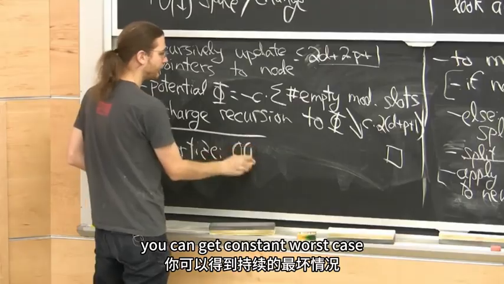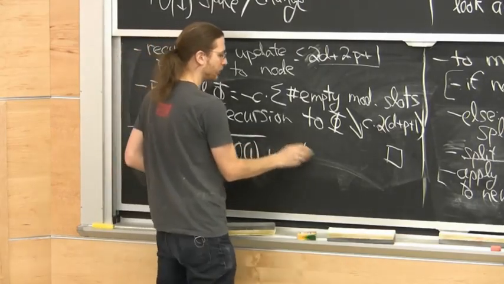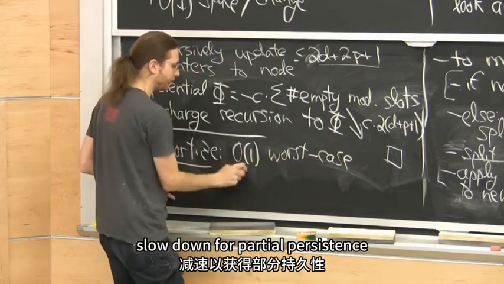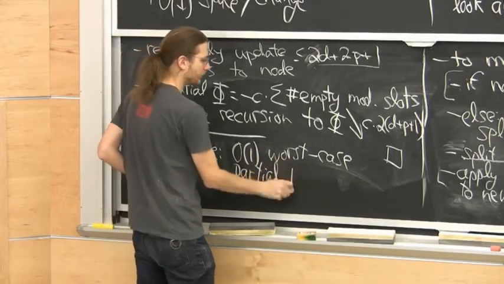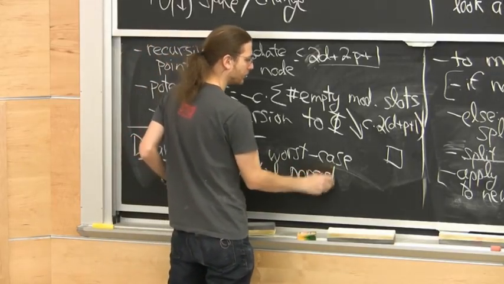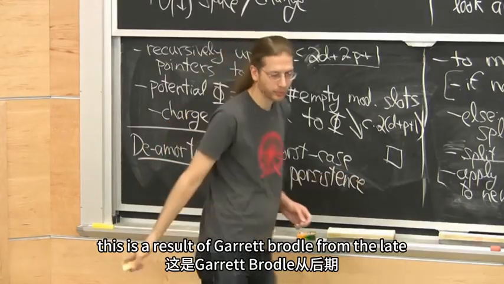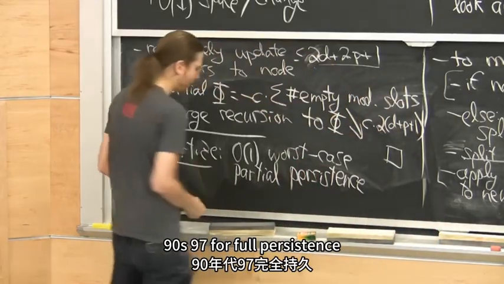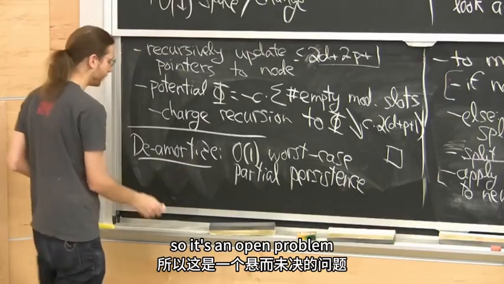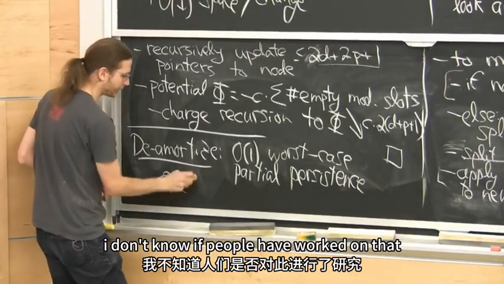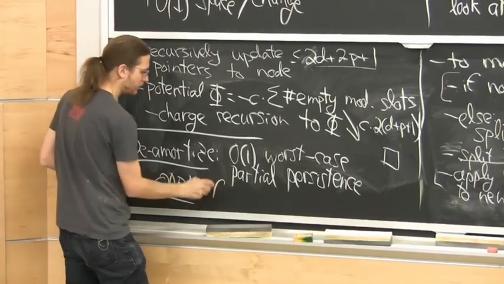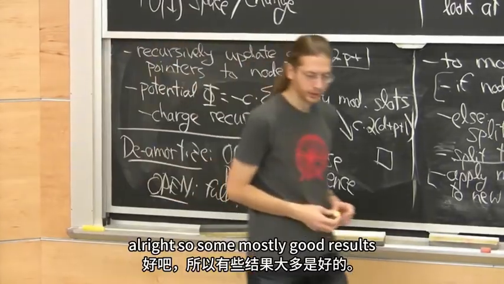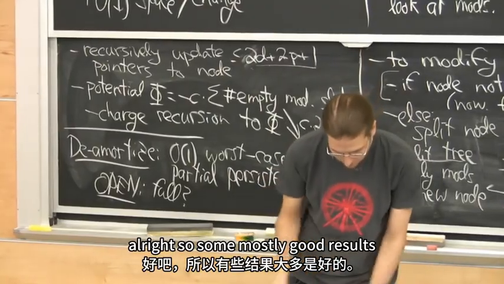You can get constant, worst case slowdown for partial persistence. This is a result of Gerth Brodal from the late 90s, 97. For full persistence, though, it's an open problem. I don't know if people have worked on that. All right, so some mostly good results.